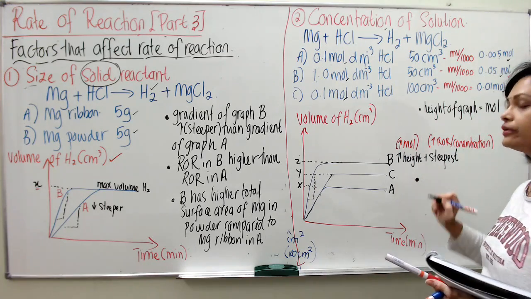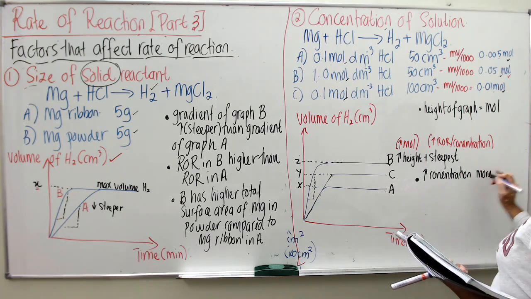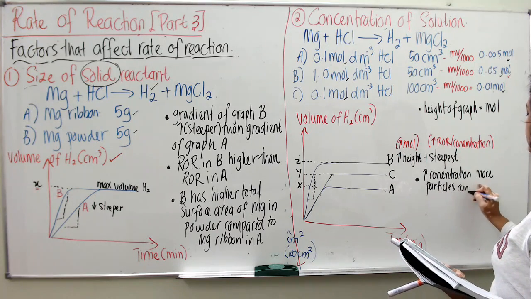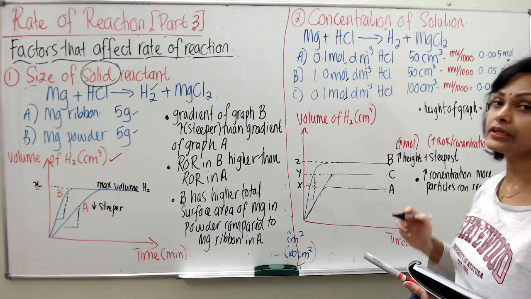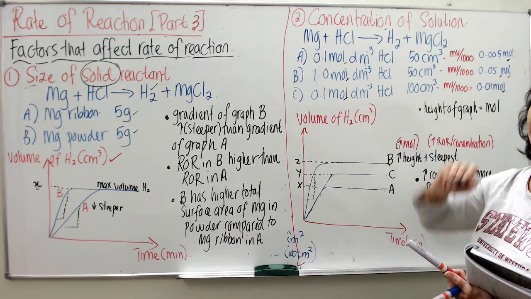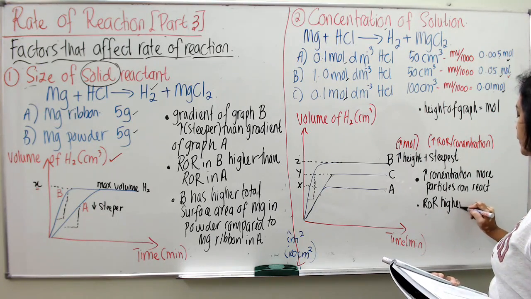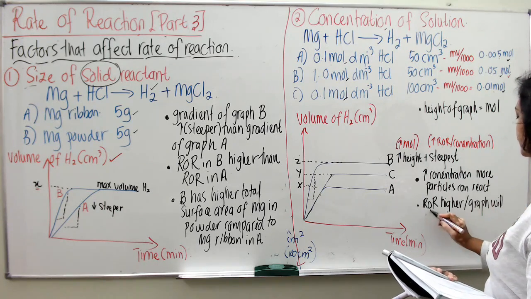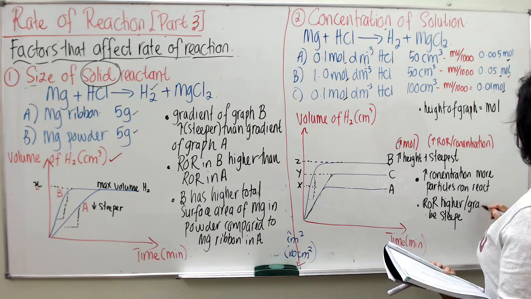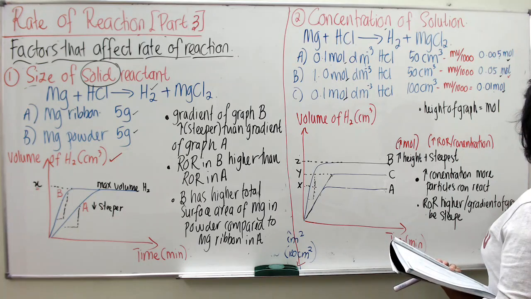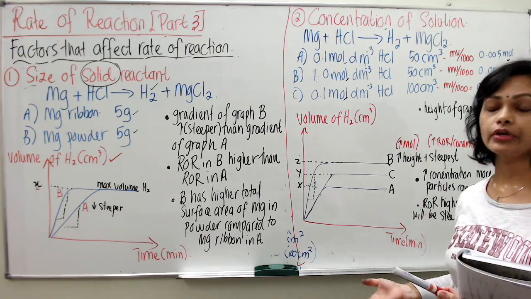Now, why does concentration affect the rate of reaction? Because the higher the concentration, the more particles can react. For instance, the higher the concentration of hydrochloric acid, it has more hydrogen ions that can react with magnesium. So the higher the concentration, the more particles can react. So the rate of reaction will be higher, or the gradient of the graph will be steeper. Okay, so when the gradient of the graph becomes steeper, of course the rate of reaction becomes higher.